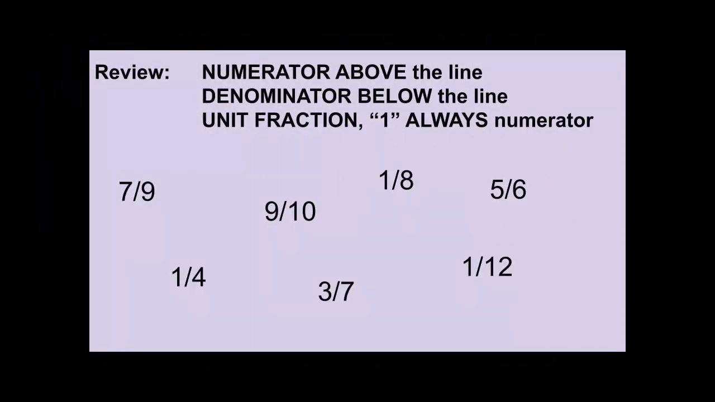To review today's lesson, the numerator is above the line of a fraction. The denominator is below the line of the fraction. It's the total number of parts that are in the fraction. A unit fraction will always have 1 in the numerator position. The denominator will be the total number of parts in that fraction.